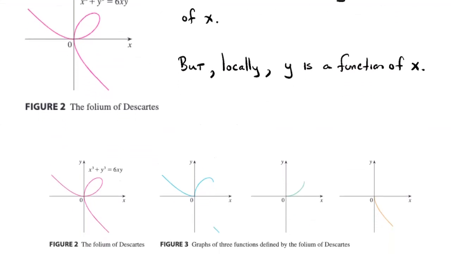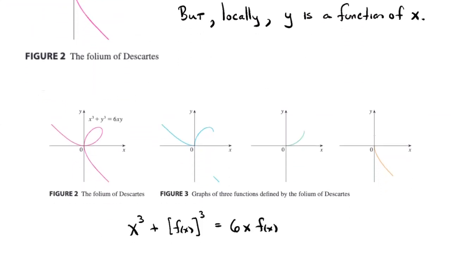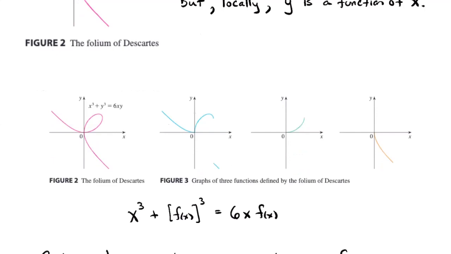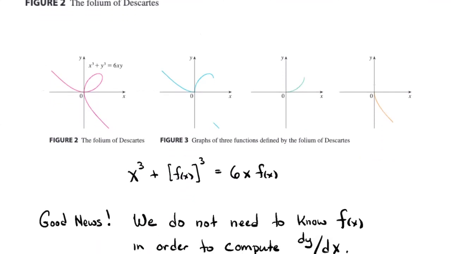If you want to see graphs of those functions, I can't squeeze all of this on the same screen, but here you've got the folium of Descartes on the left, and then the author of our textbook is showing us three functions of x. Each one of those three graphs does pass the vertical line test, and the union of those three graphs put back together would give us this folium of Descartes. So the question is, how can we find tangent slopes when we don't know this formula? I said this f of x is difficult to define. Well, that's the good news.